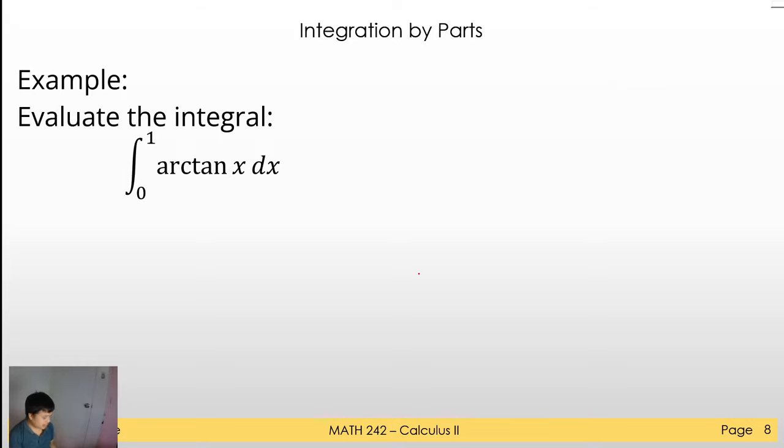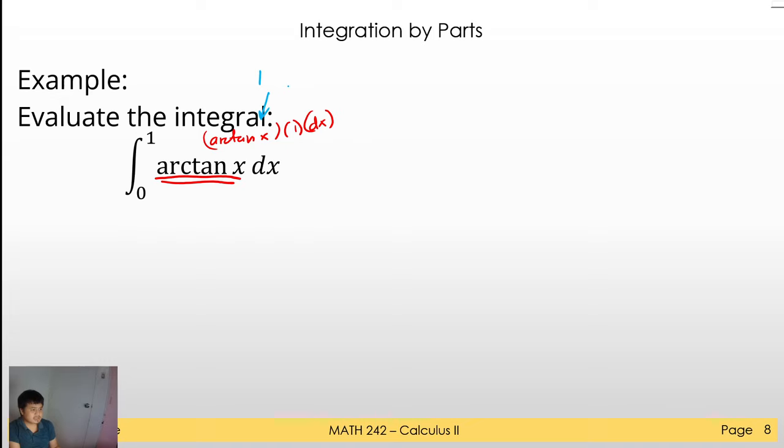Okay, so how about when we are trying to solve a definite integral using integration by parts? Let's say we have this problem. We do not have a formula for the integral of arctan x dx, so we can use integration by parts. We only have one function, but in reality we have arctan multiplied by 1, and then the x. So we actually have two functions.